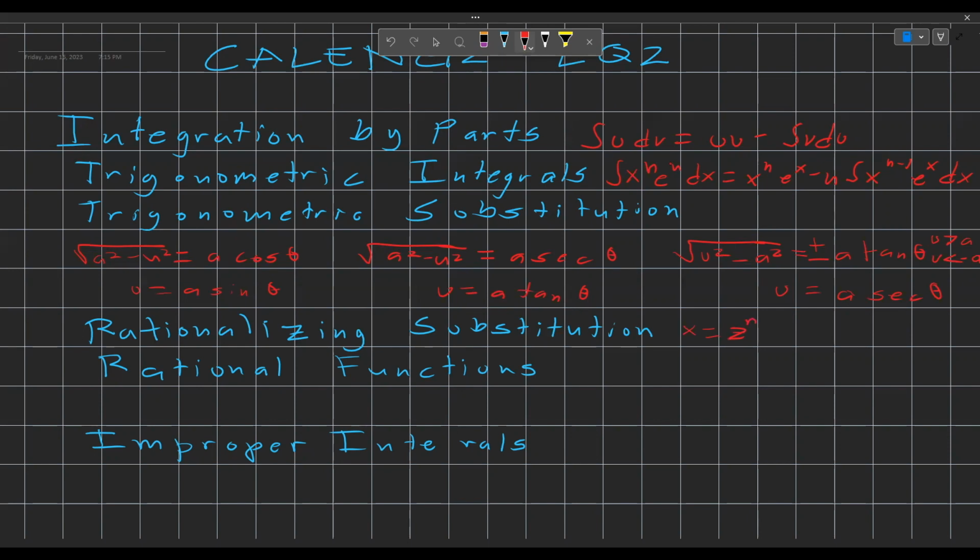For rationalizing substitution, we'll use x equals z raised to n, where n is the LCM, or the least common multiple, of the index of radicals or the denominator of a fractional exponent. For rational functions, we'll be utilizing one of the lessons from FND Math, which is partial fraction decomposition, or PFD. And improper integrals discuss infinite limits and infinite discontinuity. Now we'll proceed with our first example.